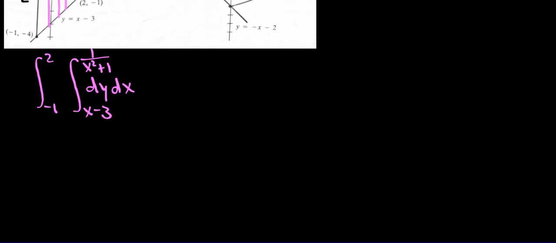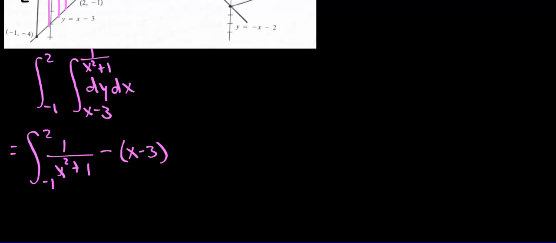Now, of course, I didn't work that integral up there, but the way after this, you've just got your calculus problem. You've got -1 to 2, and this is going to be 1 over x squared plus 1 minus x minus 3 dx.